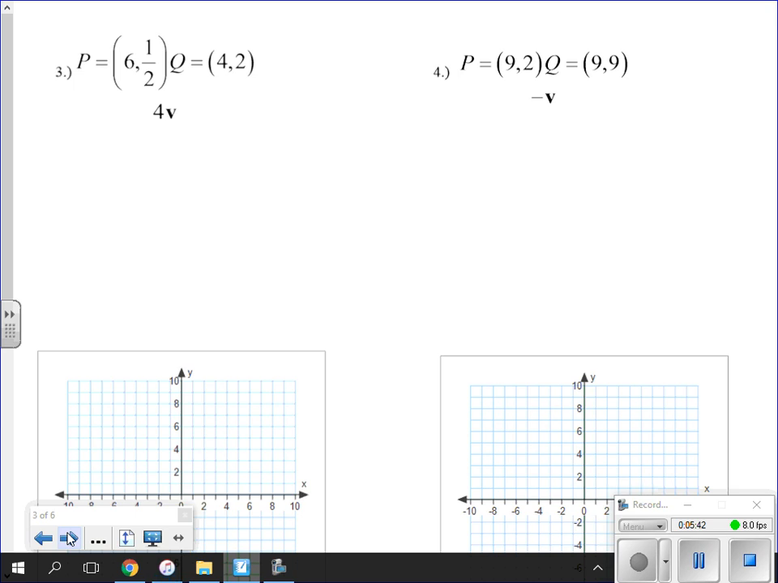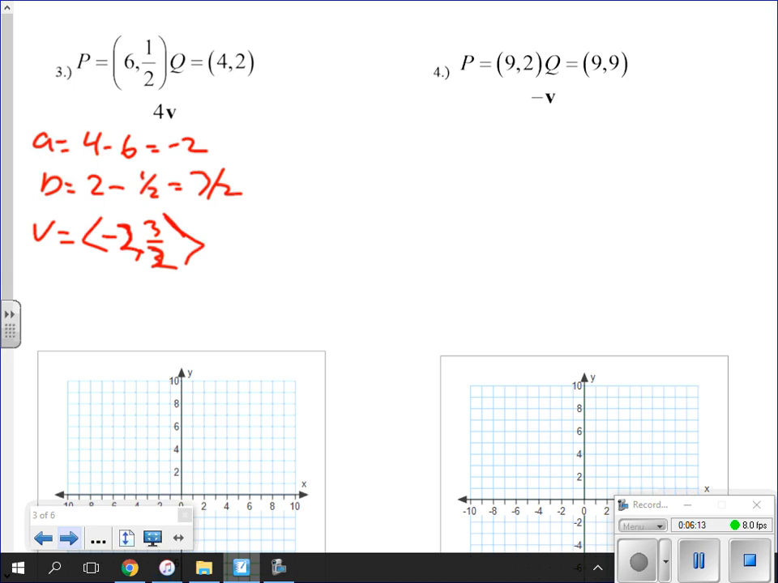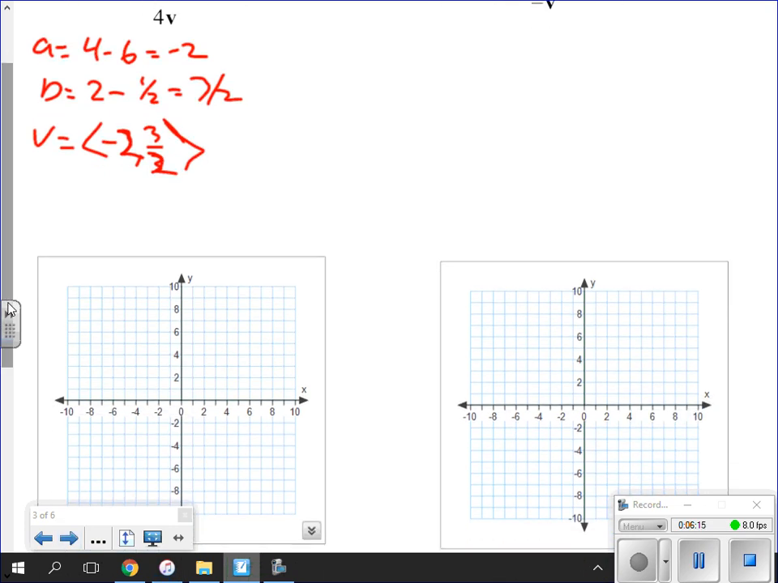A little more complicated because I have fractions, but you know what? We are smart people. We can handle fractions. Our A component would be 4 minus 6, which is negative 2. Our B component would be 2 minus 1/2, which is 1 1/2 or 3/2. So our vector V would be negative 2, 3/2. So I go ahead and graph that one, negative 2, 3/2.